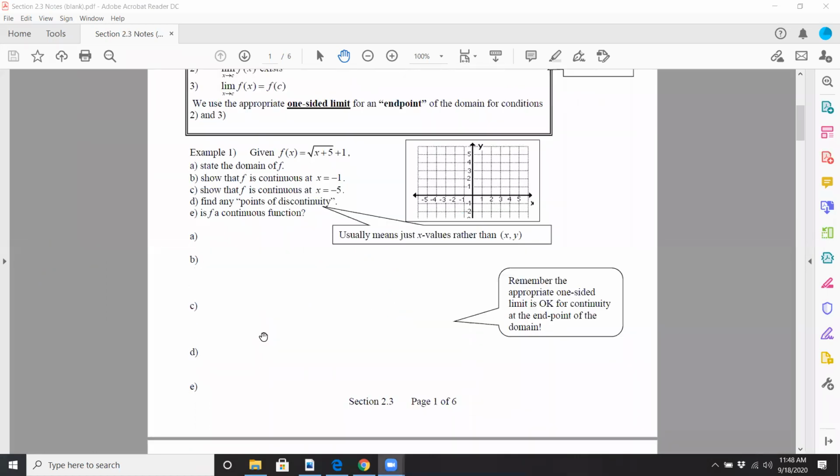And then finally, is it a continuous function? The answer is yes, it is. We say yes, and be clear about this, continuous on its domain, which of course is from -5 to infinity.